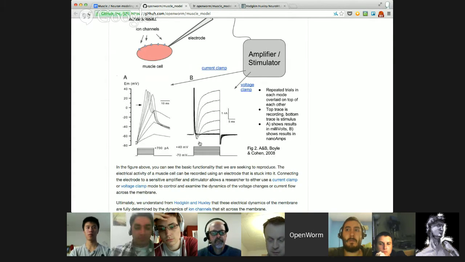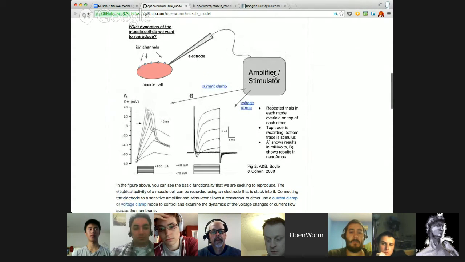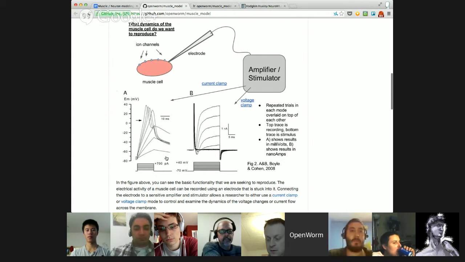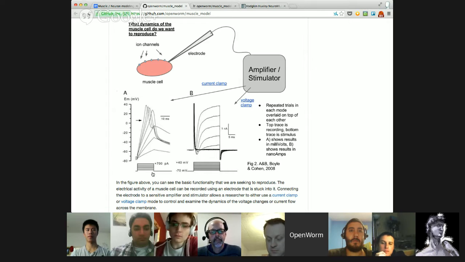But basically, Figure 2, A and B of the Boyle and Cohen paper that we looked at last time are showing you the results of what you actually read out of the amplifier when you're plugged into this muscle cell. You've got a screen, or more modernly, we plug that into your computer, and you get these readings of either voltage over time or current over time. In this case, we're stimulating either with current to measure voltage, or with voltage to measure current. And these show you two pictures of the electrical properties of the cell.